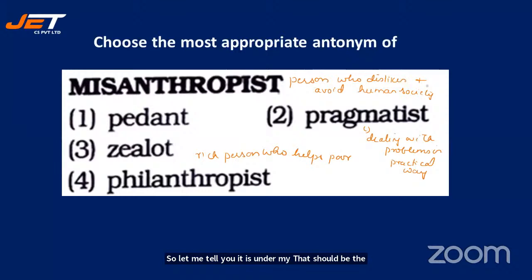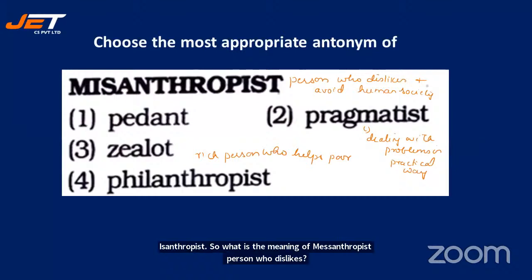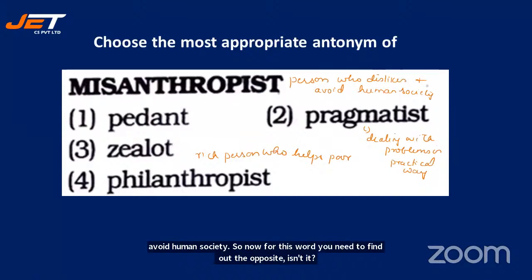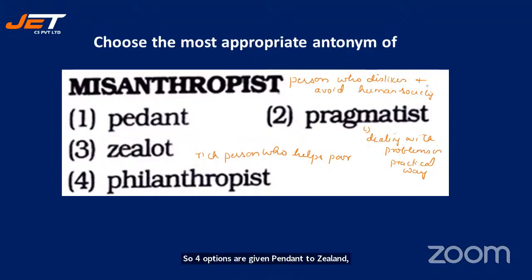Misanthropist. So, the meaning of misanthropist is a person who dislikes and avoids human society. So, now for this word, you need to find out the opposite, isn't it? Four options are given: pedant, zealot, philanthropist, then pragmatist. The difficult word in this is philanthropist, a rich person who helps the poor. So, don't you think you will now be able to find the opposite exactly? Pragmatist is dealing with problems in a practical way.